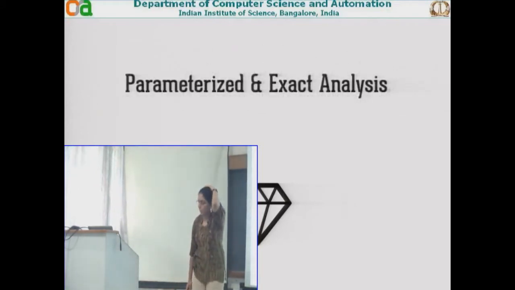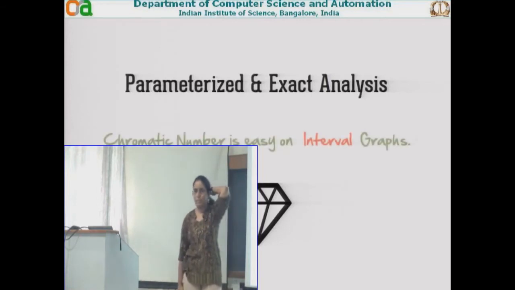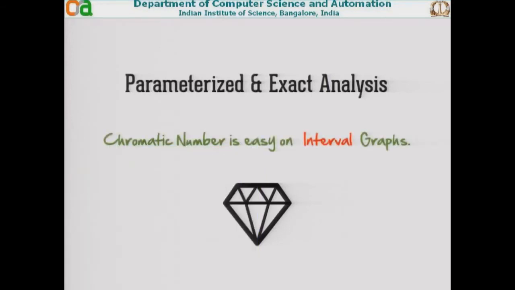Formally this often goes by the name of parameterized and exact analysis. It's just some buzzwords for you to take away to tell your friends back home. But okay, chromatic number is easy not only on interval graphs, it's relatively easy on planar graphs. Why? Four-color theorem, yes. You know that any planar graph can be colored with four colors. Interestingly, given a planar graph, to figure out can you color it with four or can you color it with three is an NP-complete problem.